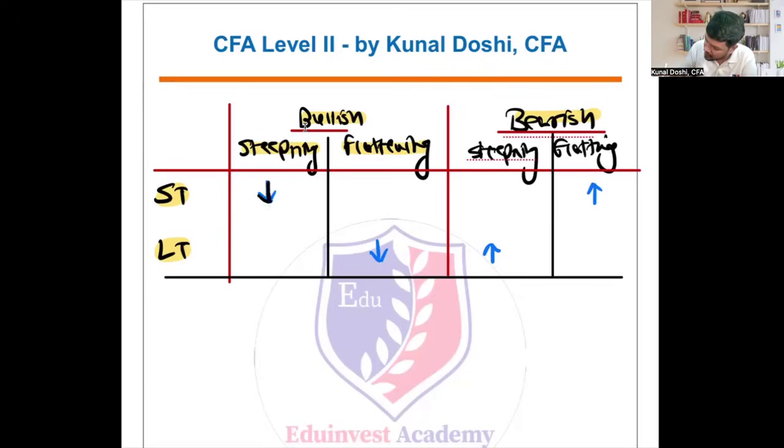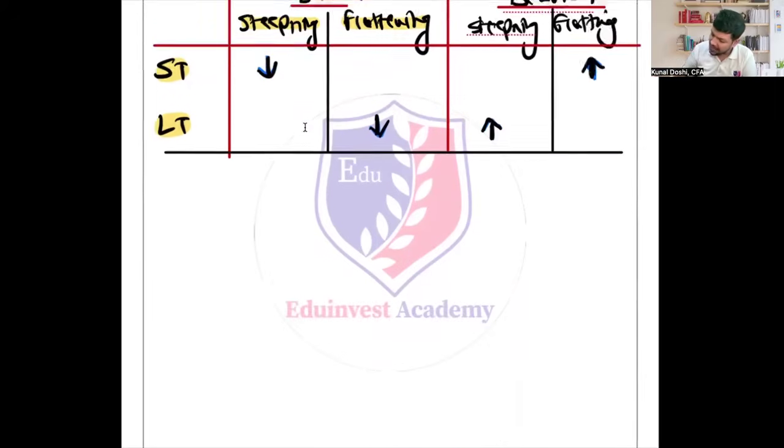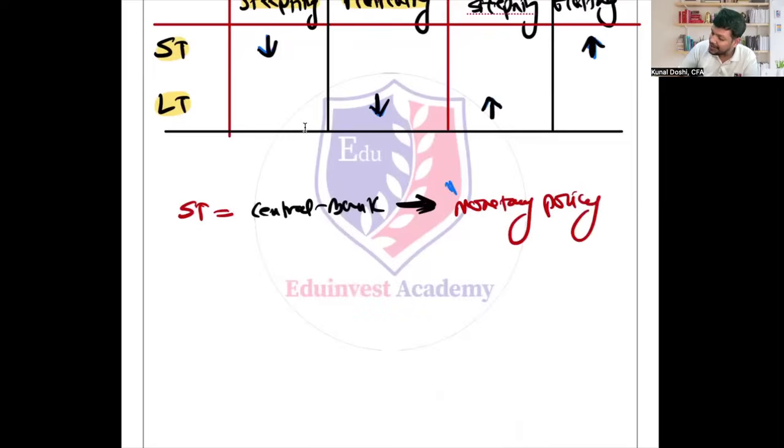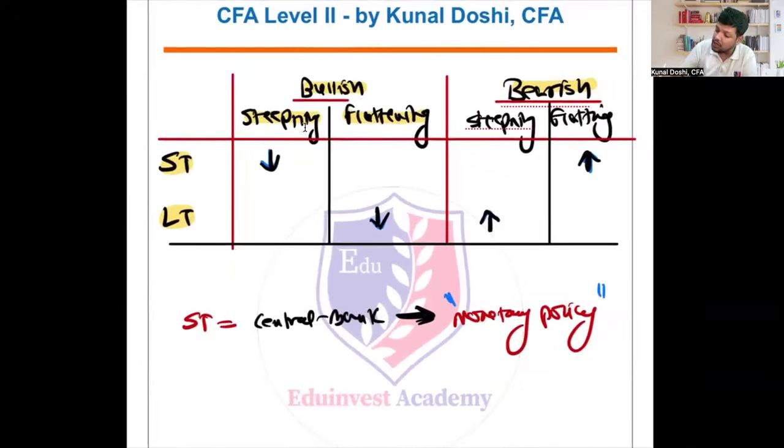Understood, everyone? Clear? Perfect. Any doubt in this? Just focus on the point that short-term rates are determined by the central bank, so they are due to the action of the monetary policy. Correct? So if the short-term rates are increasing or decreasing, that's because the monetary policy is expansionary or contractionary. Clear, everyone?